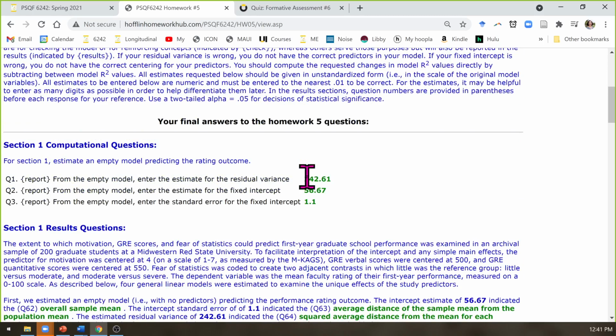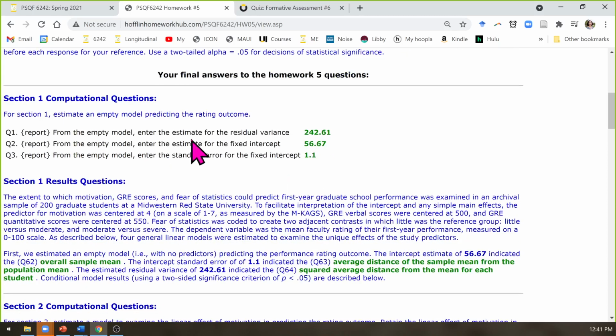So this homework was looking at what we would call hierarchical regression type models, where you add one predictor and then you add another set of predictors and then another set of predictors, and you watch what happens to the R-square for the model as you add predictors. And adding predictors also changes the interpretation of each of the previous effects in the model. So we had the usual enter the estimate for the residual variance. And do you remember why I always ask this question first?